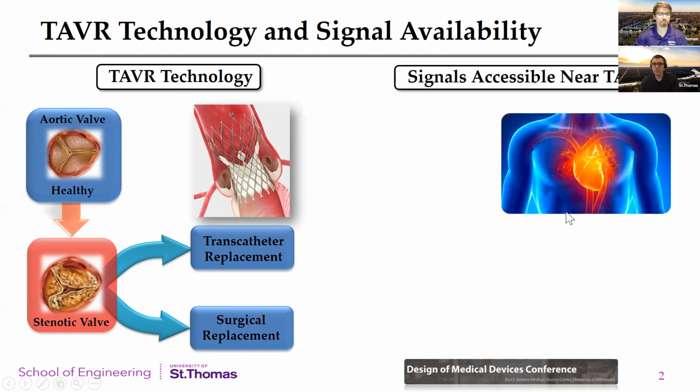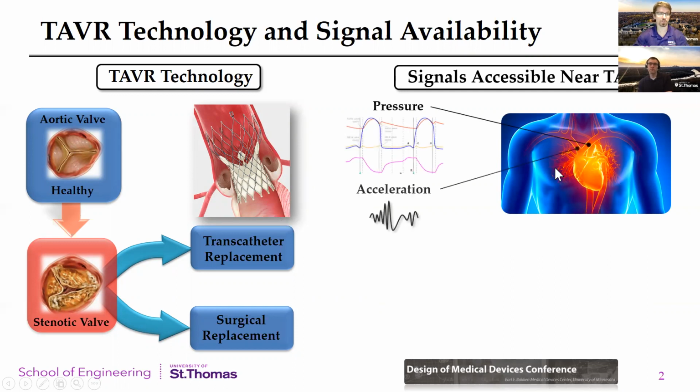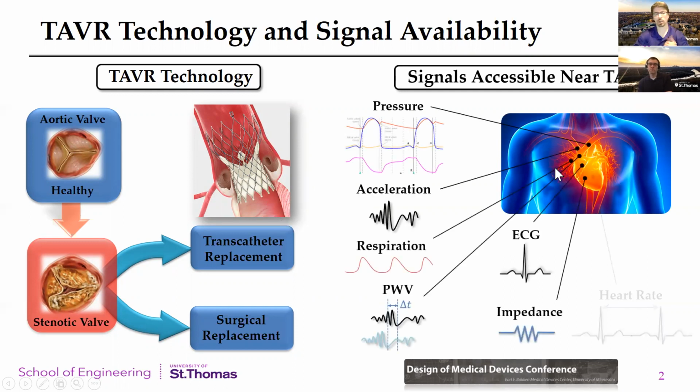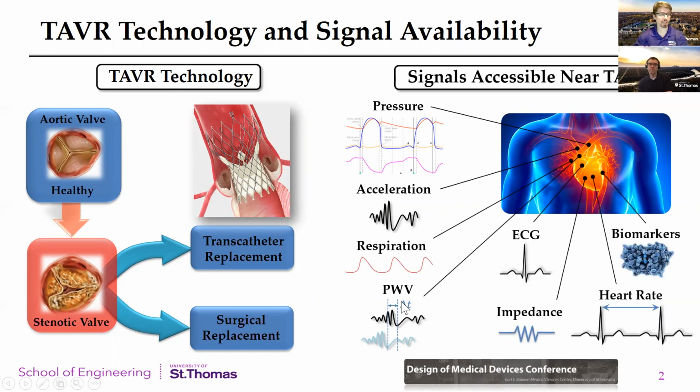However, by virtue of being in the thoracic cavity, in the ascending aorta, that valve is really quite close to a lot of useful signals: pressure, acceleration, respiration, pulse wave velocity, ECG, impedance, biological measures, and the ubiquitous vital sign of heart rate. So our goal in this work is to bridge the gap between these two things and actually create a sensor network within the transcatheter valve frame that can measure some or all of these signals.